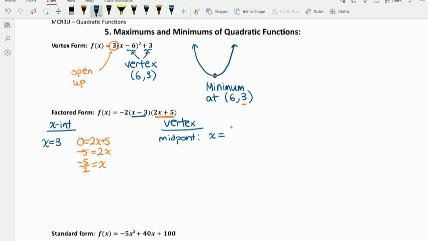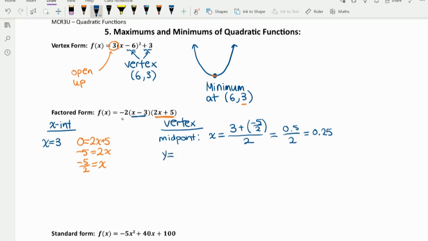So x equals 3 plus negative 5 over 2, over 2. So this is like 3 and minus 2.5. So you have 0.5 over 2. You can put that in your calculator. It'll give you 0.25. You could also do fractions like 1 over 4. That's totally fine. Let's also find the y value for your vertex.